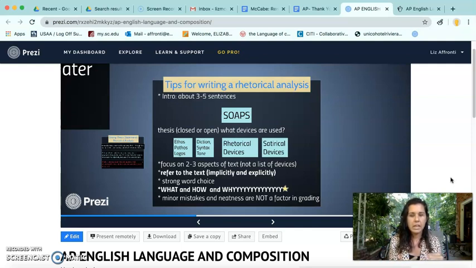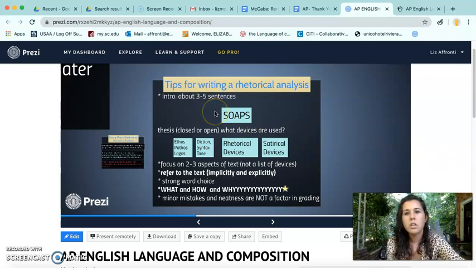Anaphora, anecdotal examples, descriptive language, all of those things are devices that can be used for this essay. Once you've finished reading it, how are you going to structure it? So this stuff right here is tips for writing rhetorical analysis.